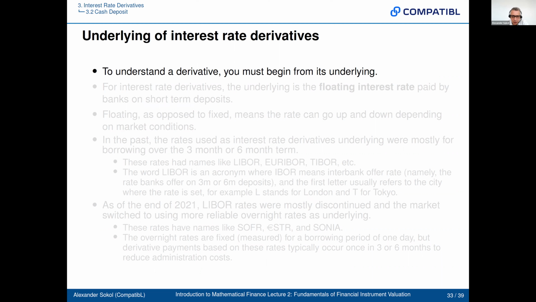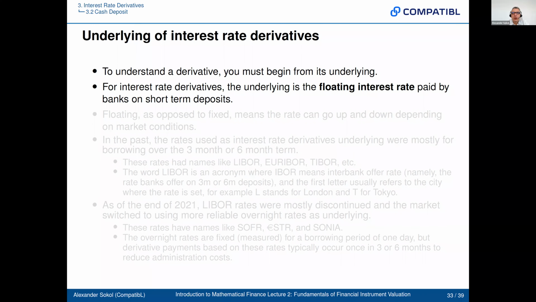So for the cash deposit, to understand a derivative, we must begin from its underlying. For equity derivatives we studied earlier, the underlying is the stock. For interest rate derivatives, the underlying is the floating interest rate paid by banks on short-term deposits. Floating, as opposed to fixed, means the rate can go up and down depending on market conditions.